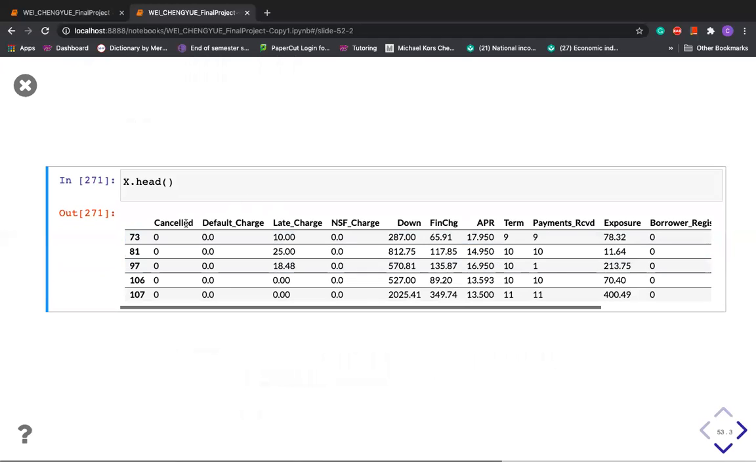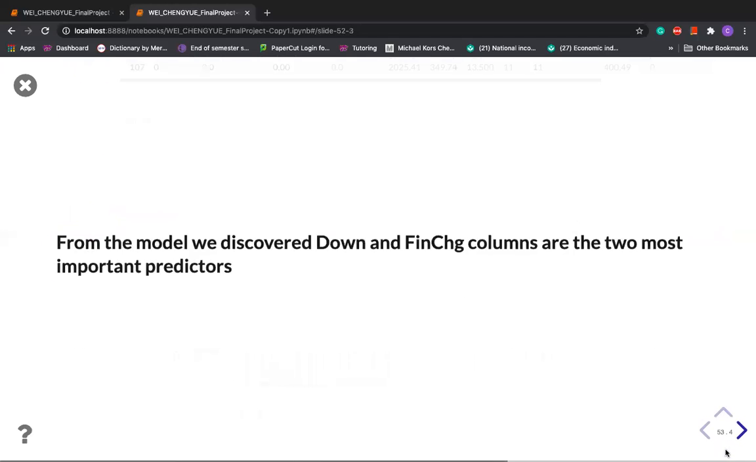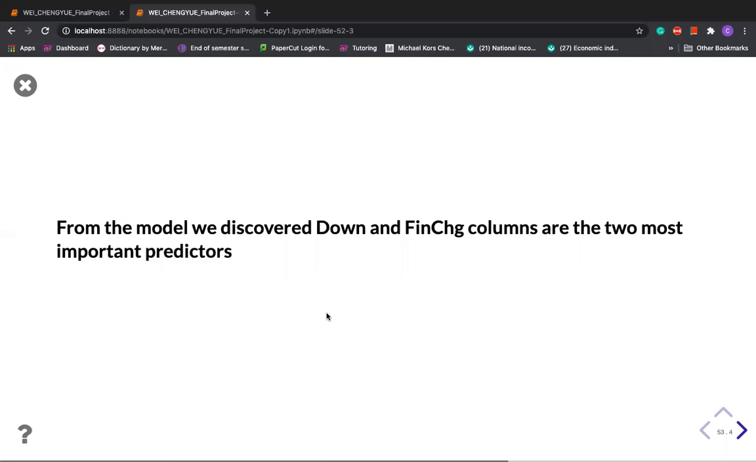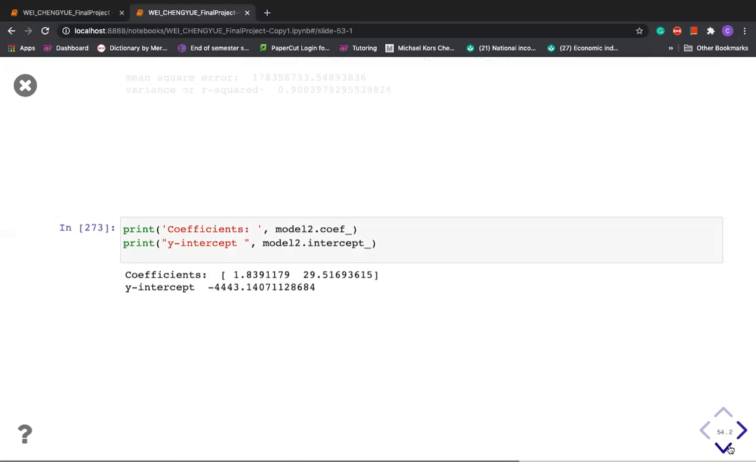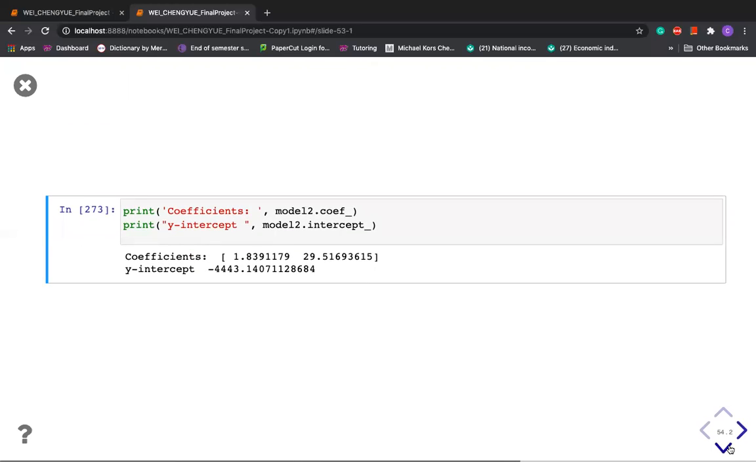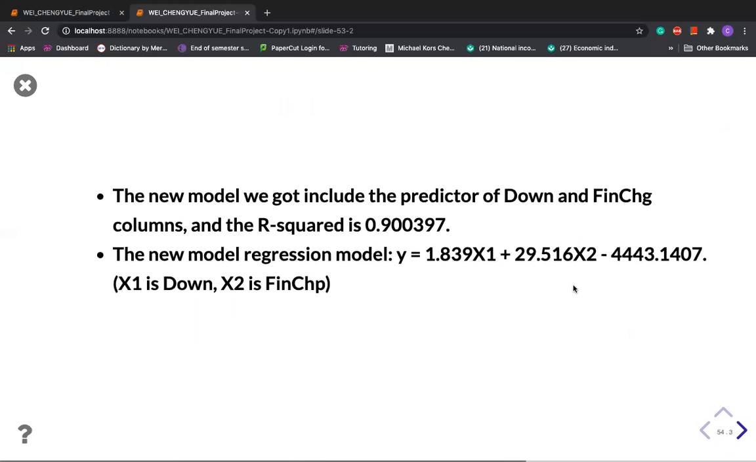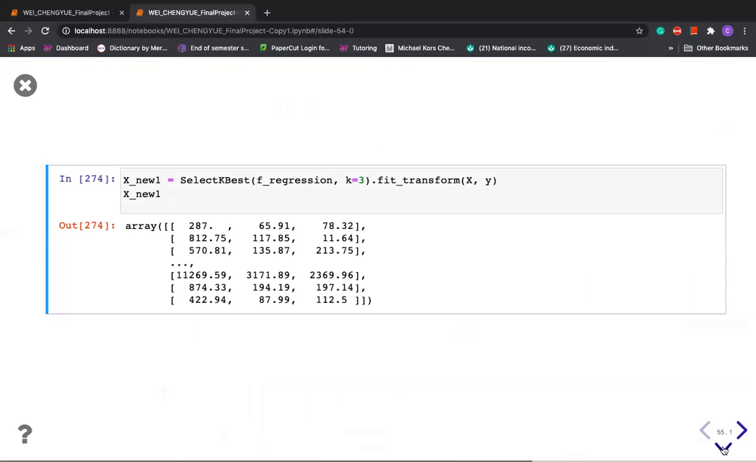So the way we find it, this one is 0, 1, 2, 3, 4, 5. So the models we discovered now and the FIN CHG columns are the two most important predictors for our regression model here. So we just built our model and then we get a coefficient and the y-intercept. So this is basically how our regression model looks. And then we do the same thing while we're trying to find the best 3 predictors.